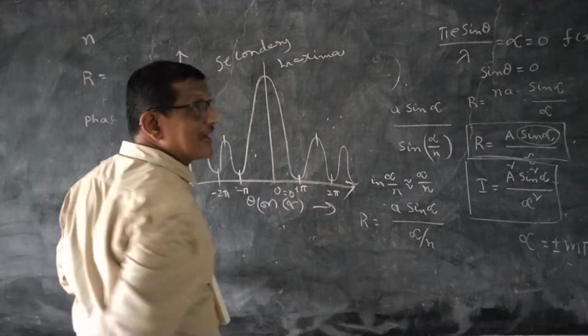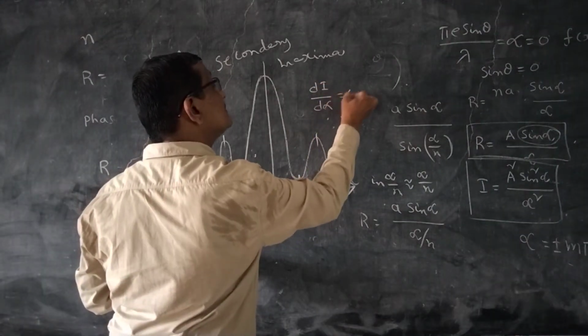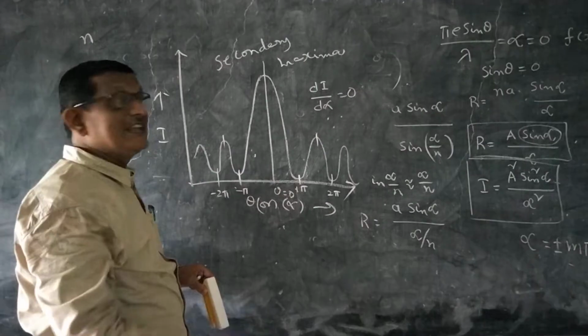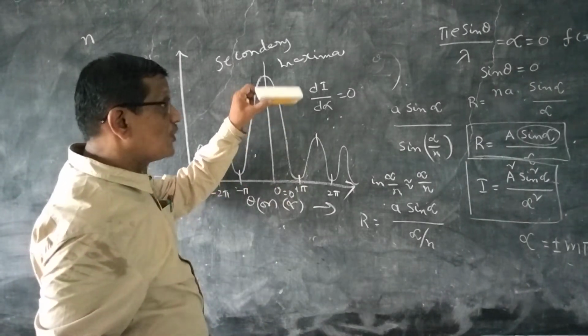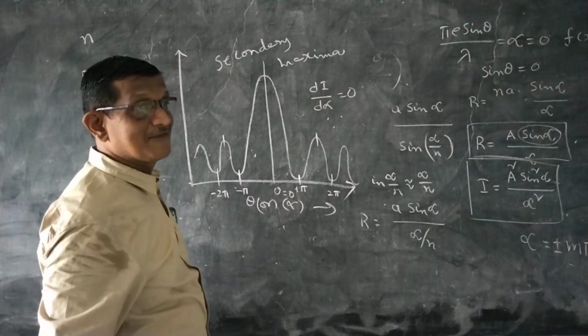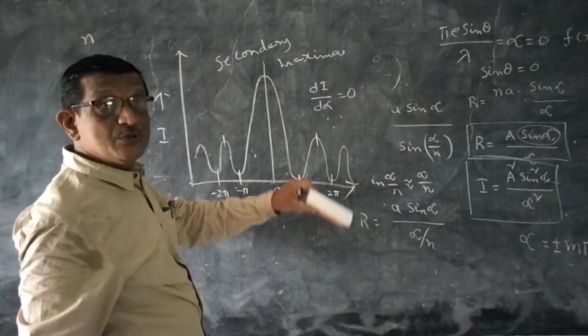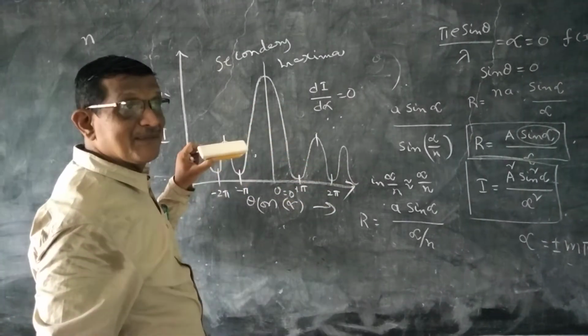Secondary maxima occur when dI by d alpha is equal to 0. By differentiating the total intensity I is equal to A square sin square alpha by alpha square, and equating dI by d alpha to 0, we get the secondary maxima.